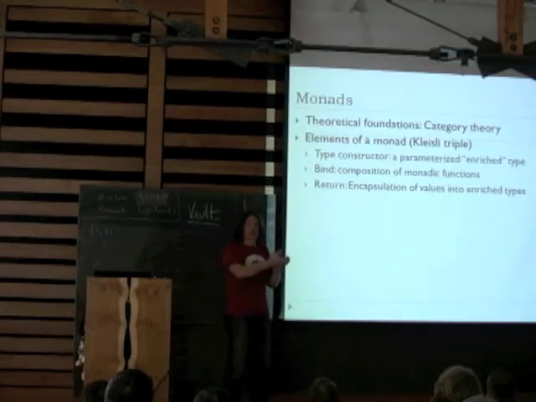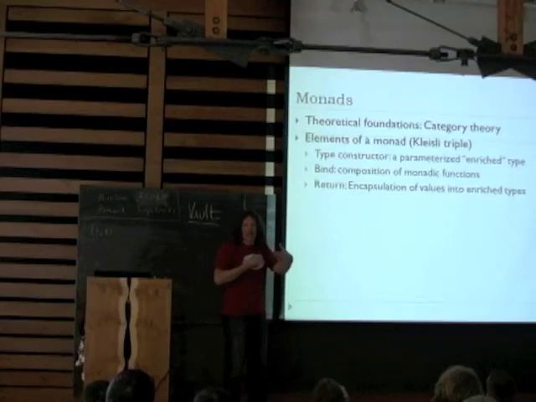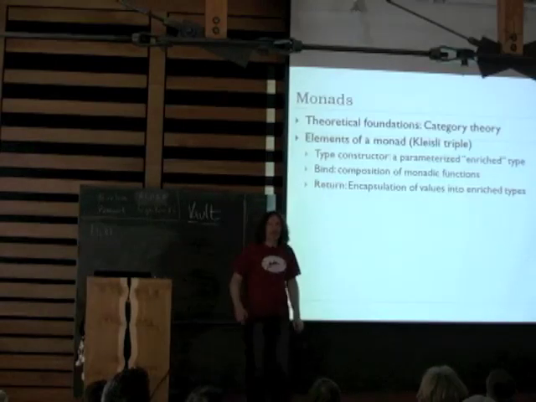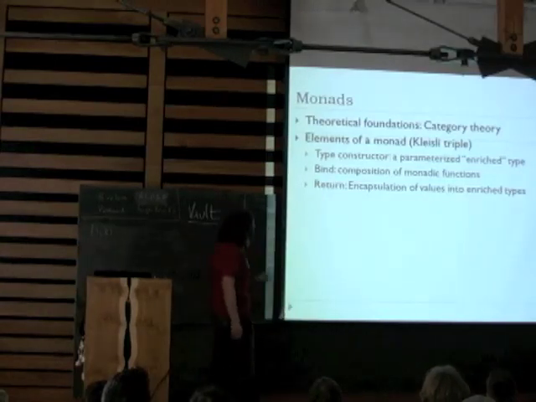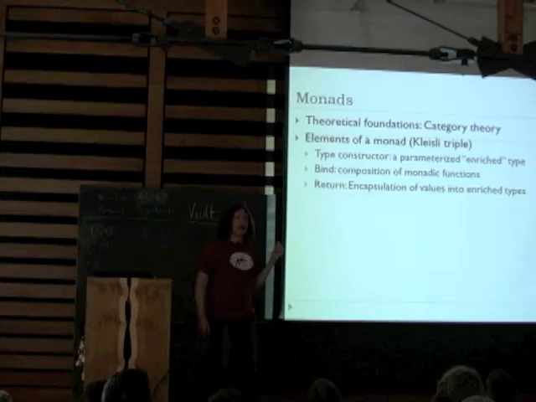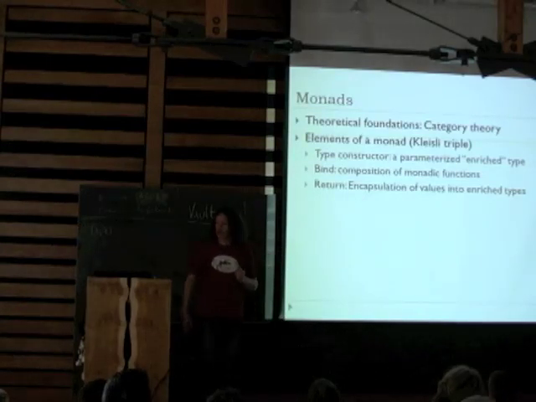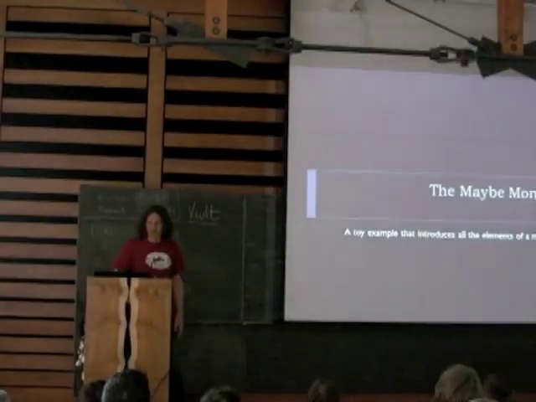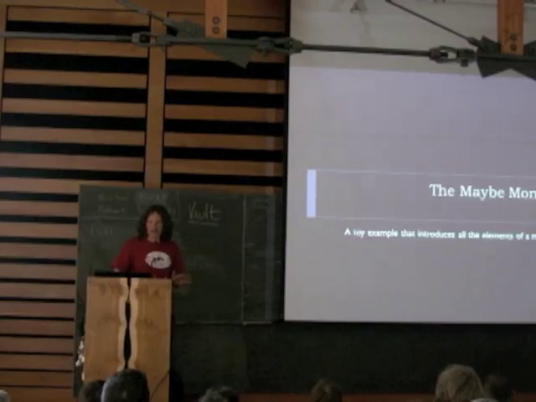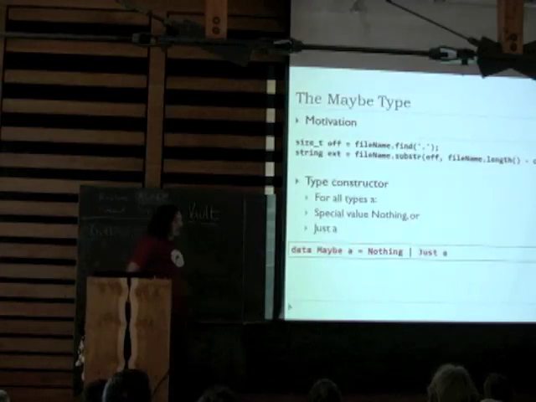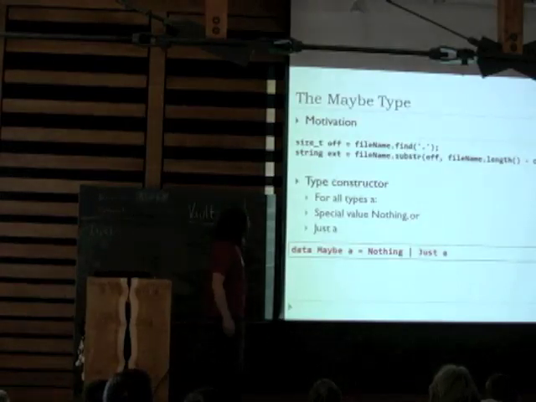So I have to take out the value that's inside this enriched type and call the next function, and so on. And then there is the third component, it's called return, and it has nothing to do with C++ return. It's a function, and for values it does what the type constructor does for types. So it just encapsulates a value into this enriched type. So this is the example of the maybe monad. This is the simplest. Well, it's not the simplest. I mean, there is a trivial empty monad, but maybe is the simplest monad that does something.